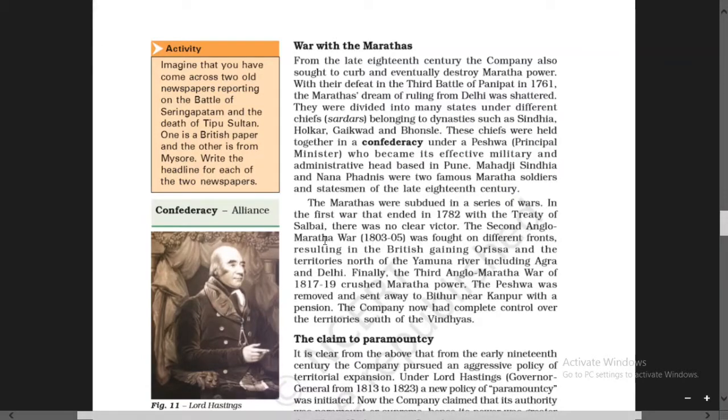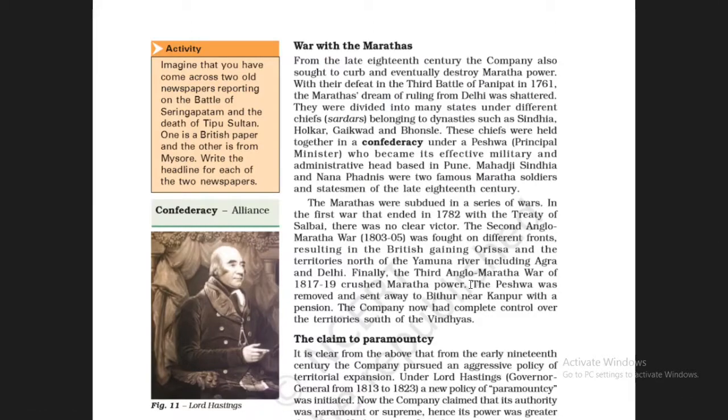The Second Anglo-Maratha War, which took place between 1803 and 1805, was fought on different fronts, resulting in the British gaining Orissa and the territories north of the Yamuna River, including Agra and Delhi. Finally, the Third Anglo-Maratha War of 1817 to 1819 crushed Maratha power. Crushed means deformed.